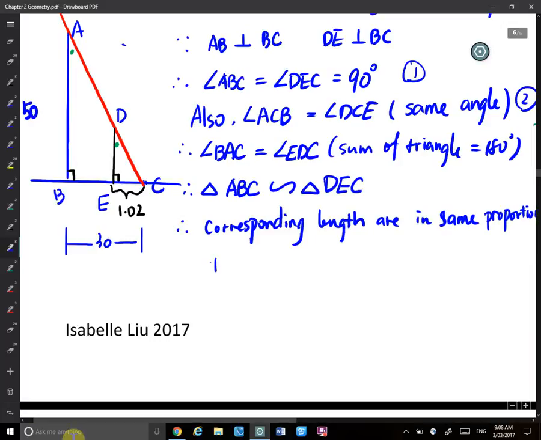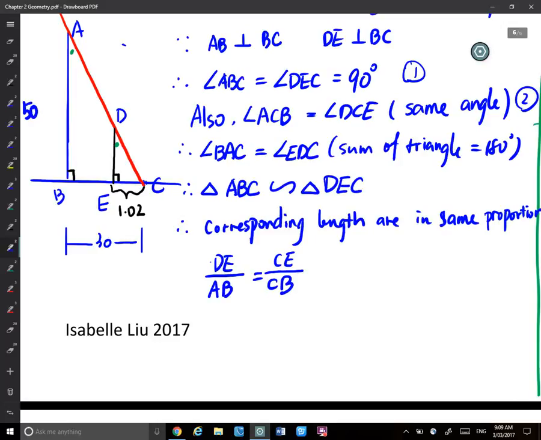So DE over AB, the two straight sides, must be CE over CB. CE is the shorter one in the smaller triangle, and BC is the shorter one in the larger triangle. So those two must be in the same proportion. Can you see those corresponding pairs? They are corresponding pairs, so I can write them in this way. So the ratio must be the same.